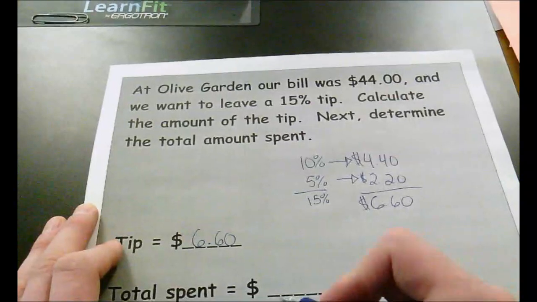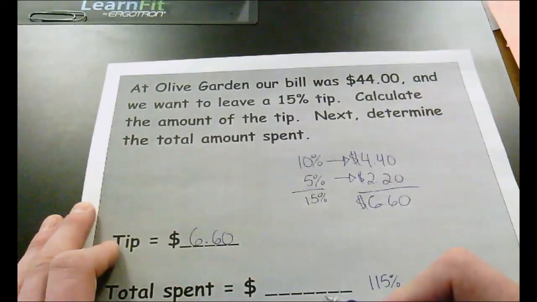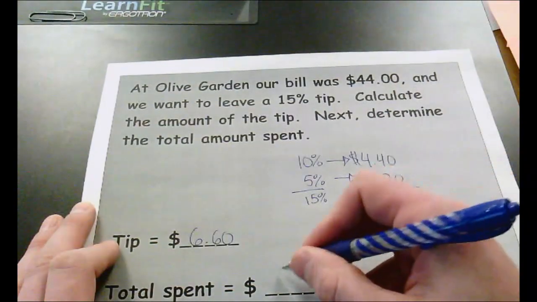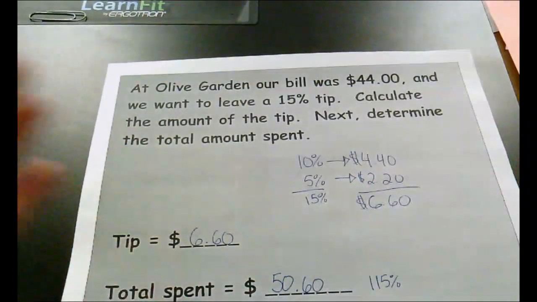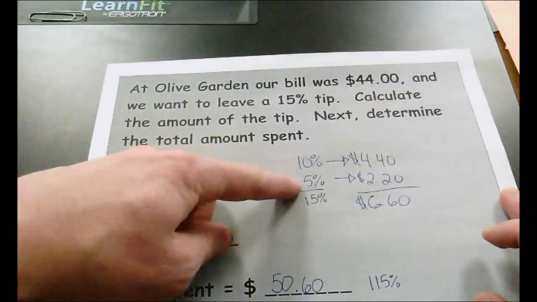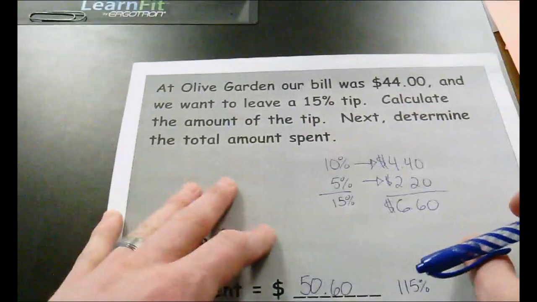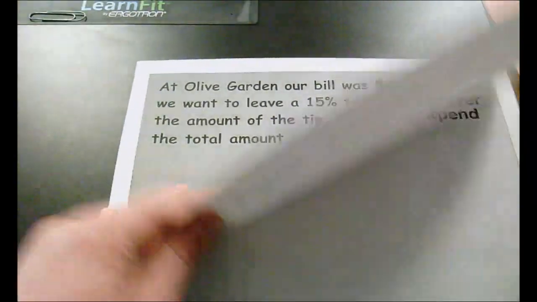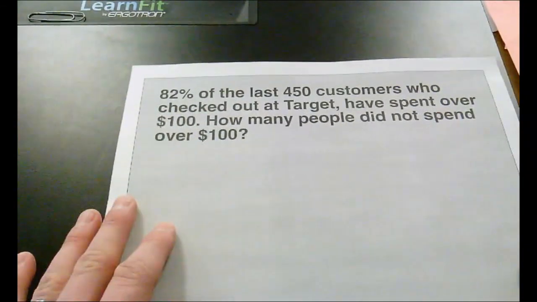And then if we know our total spent is going to be 115% because it's our bill, $44, our tip, $6.60, you get $50.60. So again, in and out, whichever strategy you want to use, I believe using the calculated 10% and 1% to calculate everything else as far as the rate tables makes the most sense for the majority of these problems. But then we get to the next one.